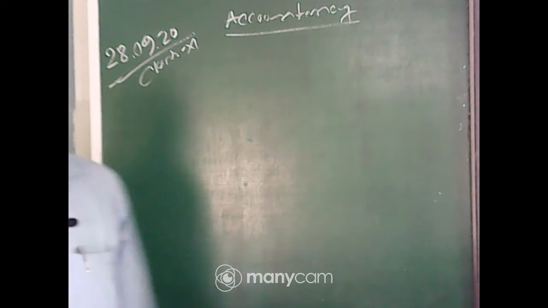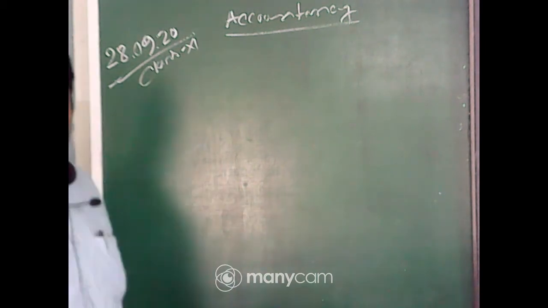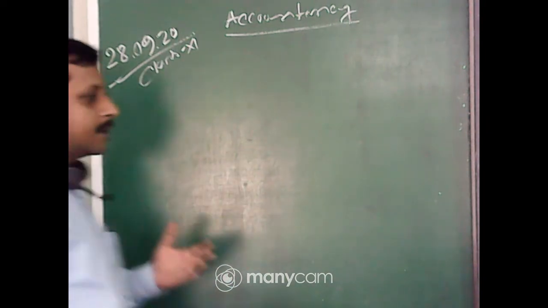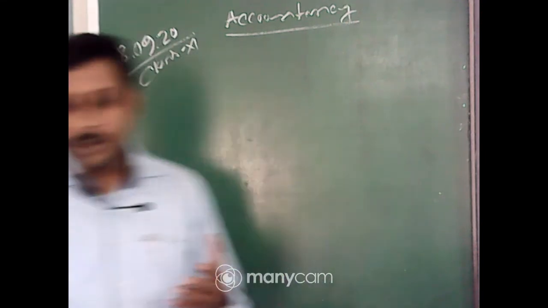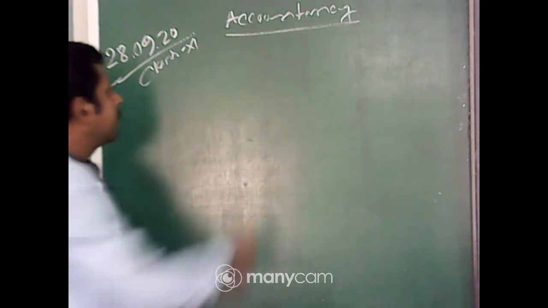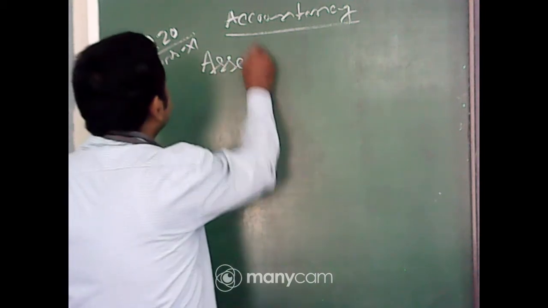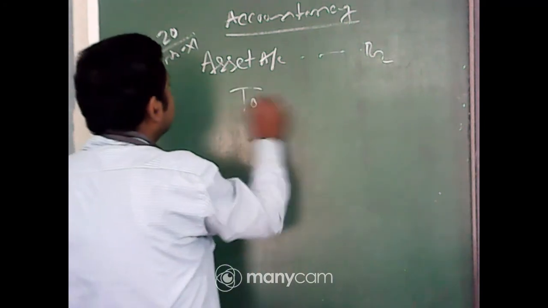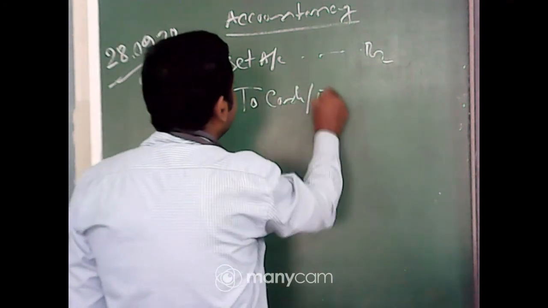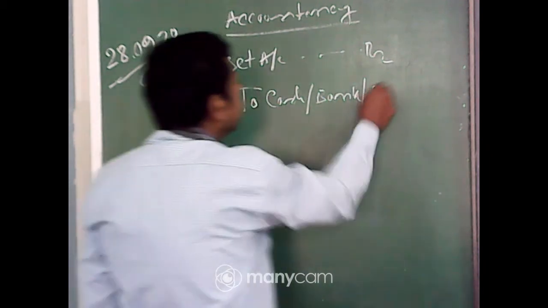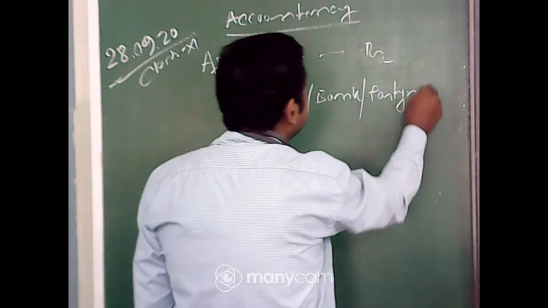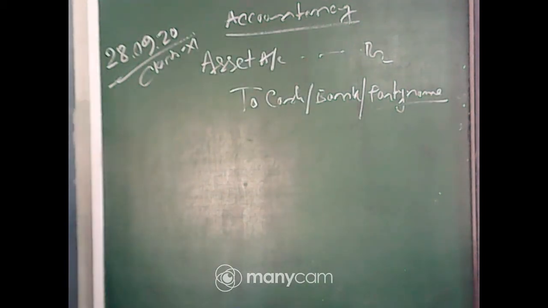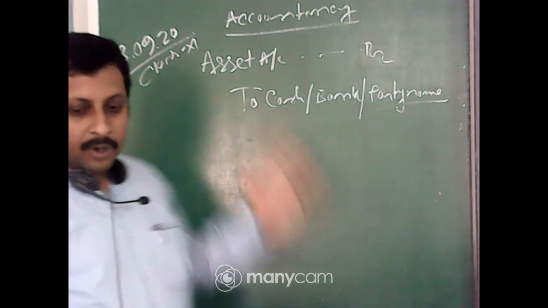Now what is the journal entry you have to make when you purchase an asset? Whenever you purchase the asset, in the journal you have to make this entry: asset account debit to cash, bank, or, if it is a credit purchase, party name. So asset account debit to cash, bank or party name. We already know this journal.